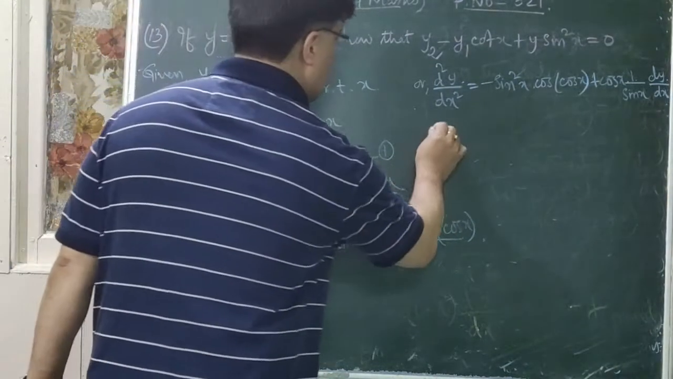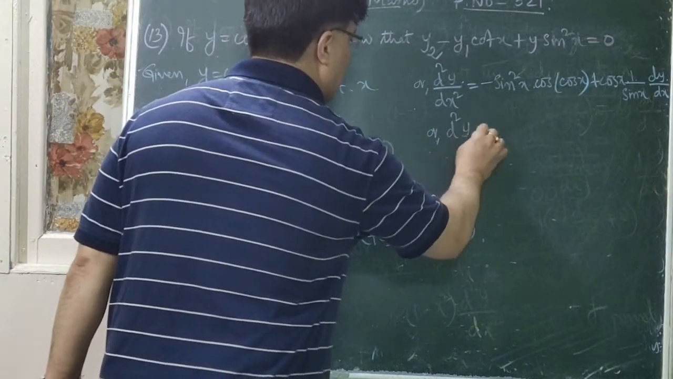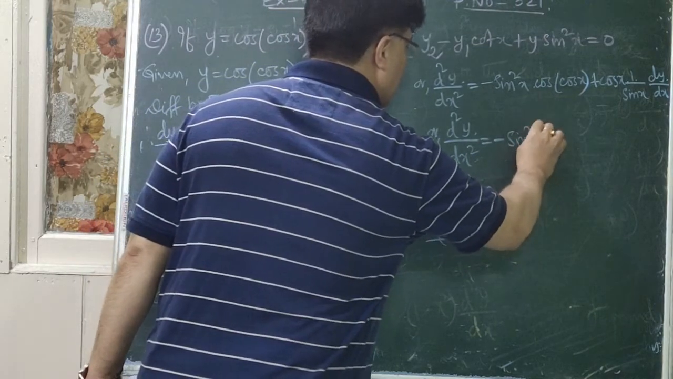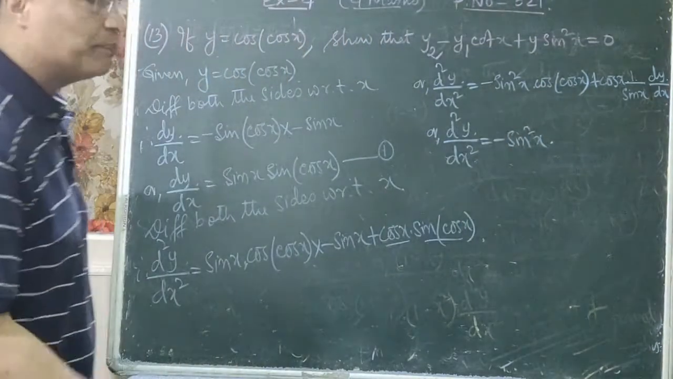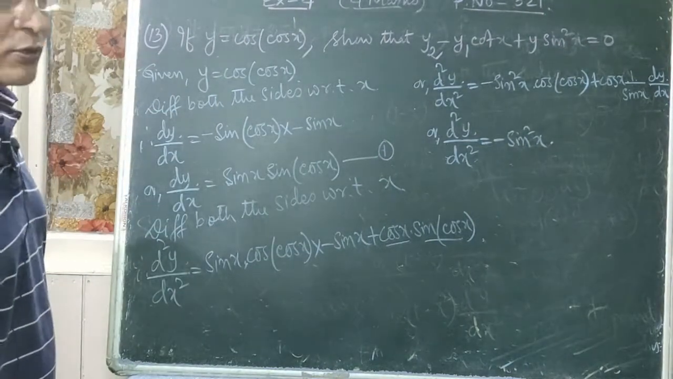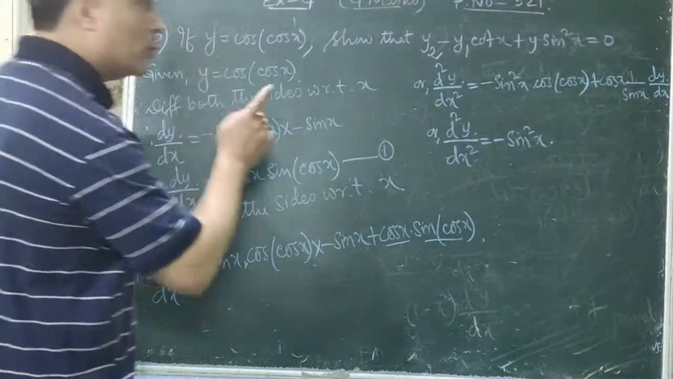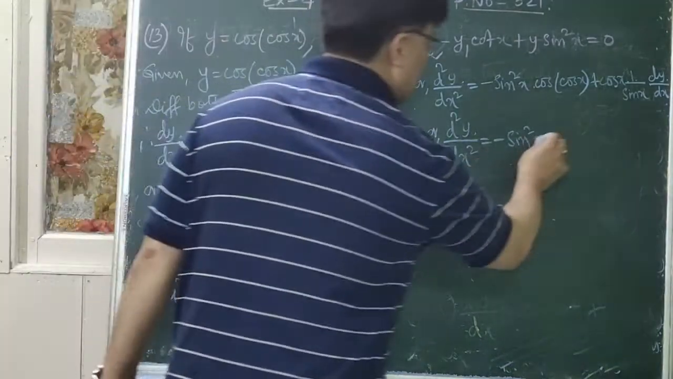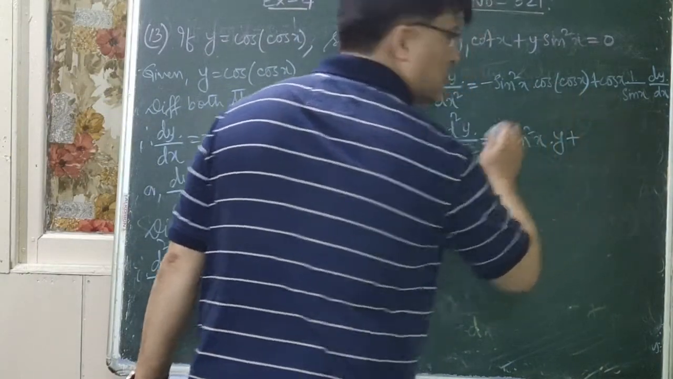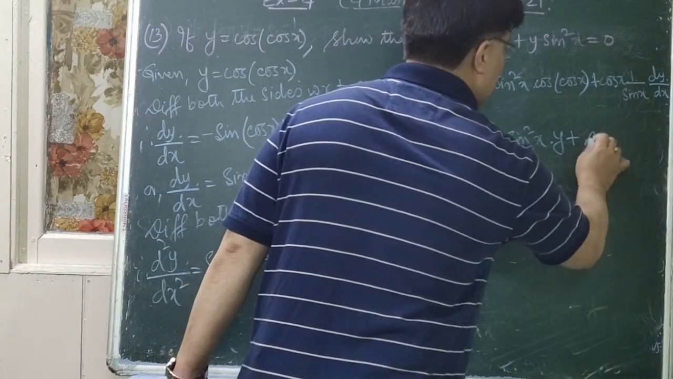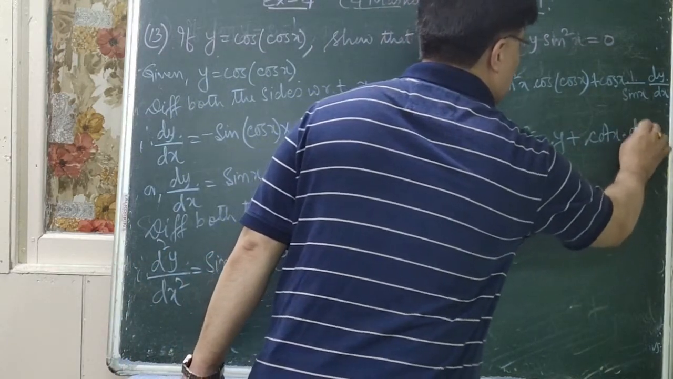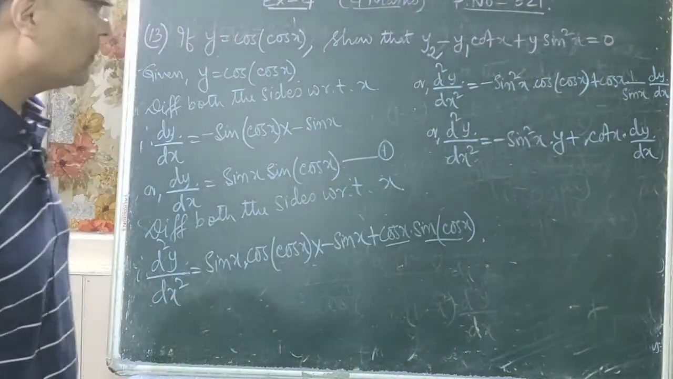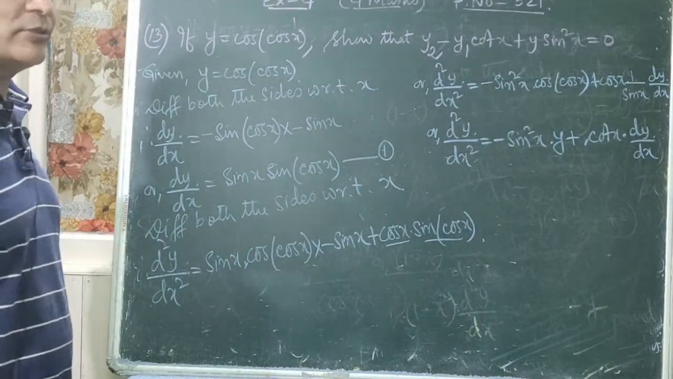Okay, so d2y by dx square is equal to minus sine square x kept as it is into, now what can you put for cos of cos x? So what will you substitute for cos of cos x? Cos of cos x is equal to y. Y plus, what is cos x by sin x? It is cot x into dy by dx. So I think you have understood it.